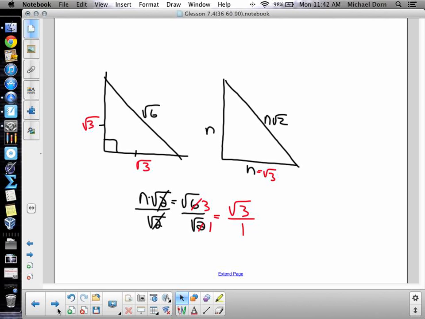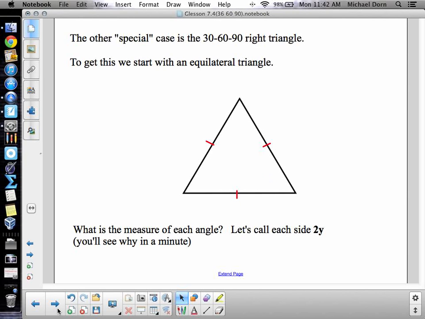All right, let's do 30, 60, 90s. Our other special case is the 30, 60, 90 triangle. Now, this comes from the equilateral triangle, because sometimes people go, well, why is that so special? Other than, gosh, 30 times 2 is 60, 30 times 3 is 90. That's kind of nice. But where does it come from? Kind of like 1, 2, 3.